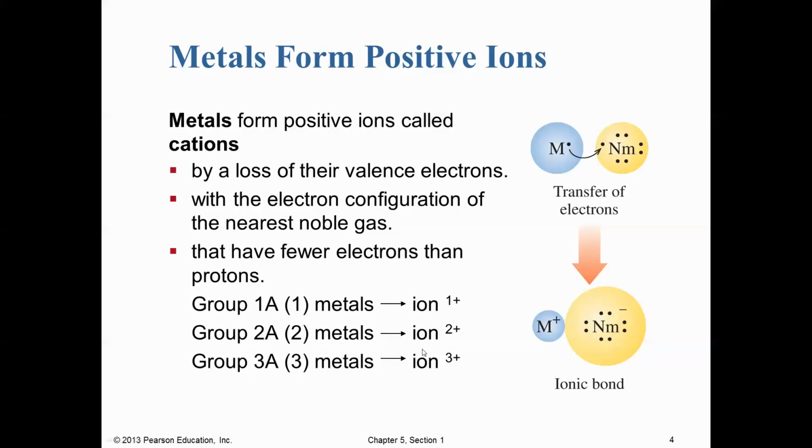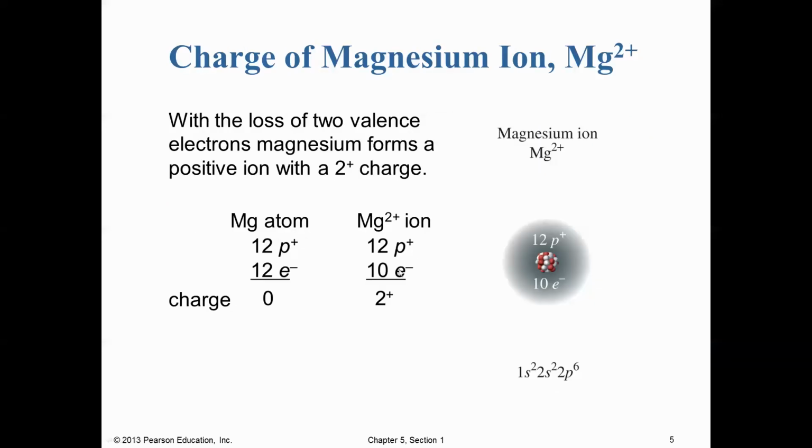In group 2A, these like to lose 2 electrons to form ions with a 2+ charge. And group 3A likes to lose 3 electrons to form a 3+ charge. And again, they do this in order to match the nearest noble gas. So where do these charges come from?